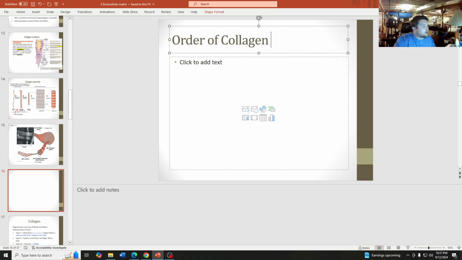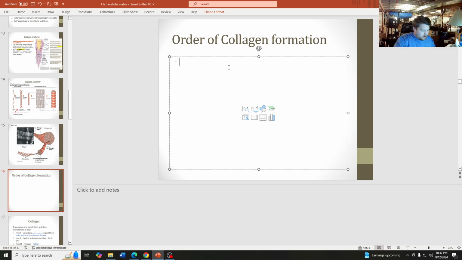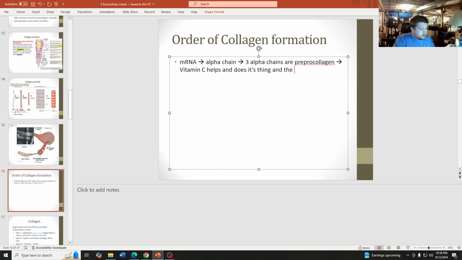Order of collagen formation. We start off with mRNA. That gets turned into the alpha chain. Three alpha chains are pre-pro collagen. Vitamin C helps and does its thing. And the 3 alpha chains all form together. That is now pro-collagen.